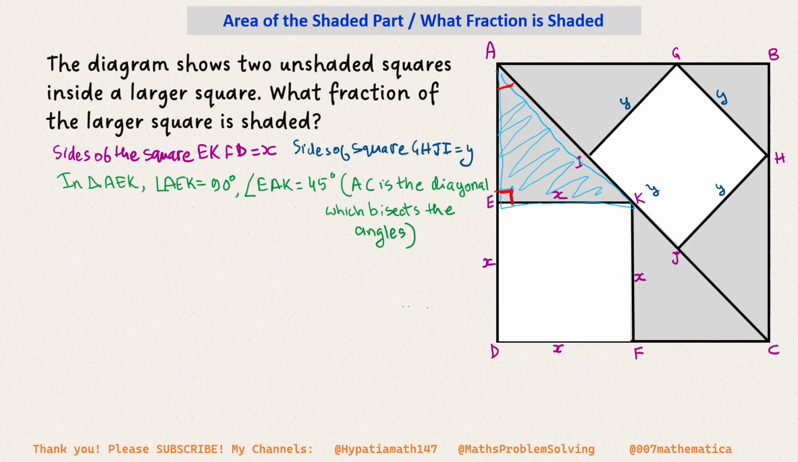this angle, is 45 degrees, because AC is a diagonal and we know the diagonal bisects the angles in a square, so angle EAK is going to be 45 degrees, and therefore the other angle, that is EKA, would also be 45 degrees. Why am I doing this? Just to say that EK is equal to AE, so AE would also be equal to X.